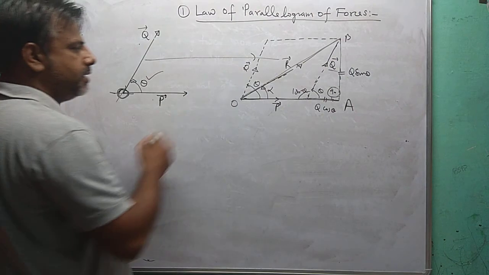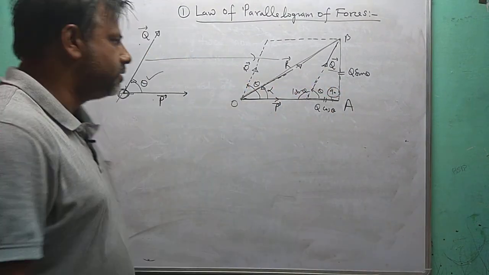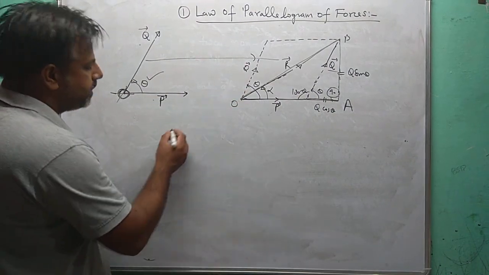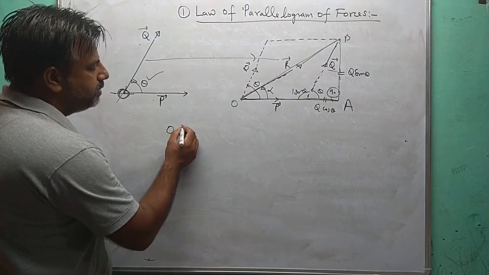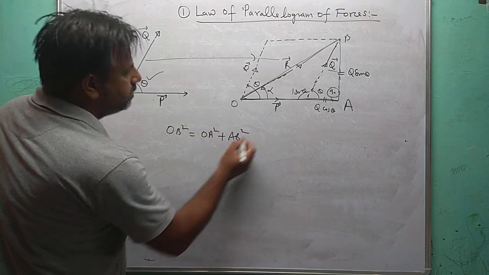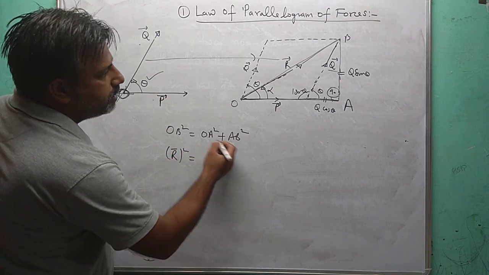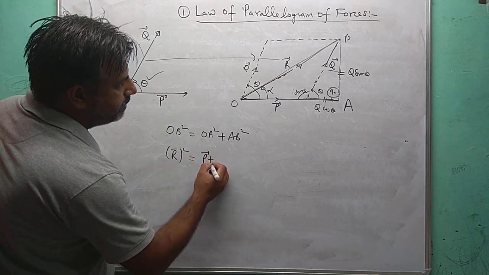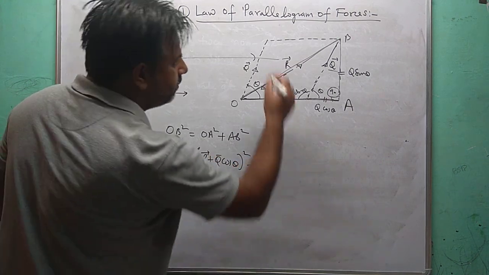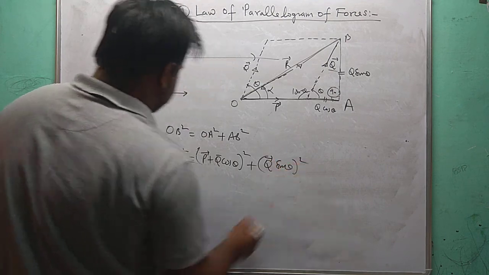In triangle OAB, OAB is a right angle triangle. So in the right angle triangle you may apply the Pythagoras theorem. According to the Pythagoras theorem, OB square is equal to OA square plus AB square. OB square means vector R whole square, plus OA means vector P plus Q cos theta whole square, plus AB square means Q sin theta whole square.